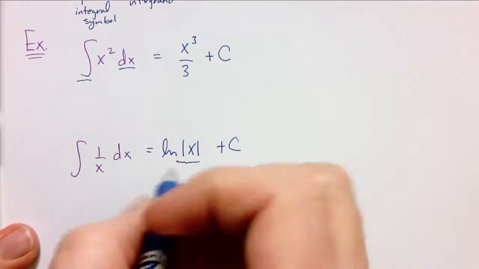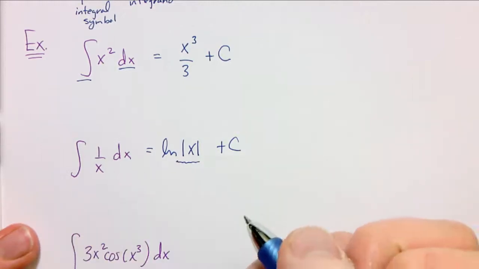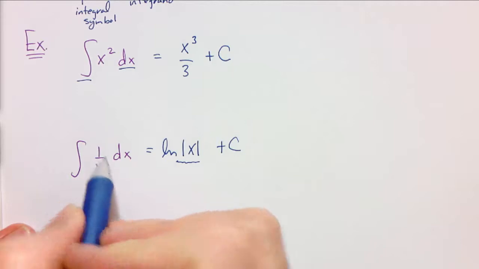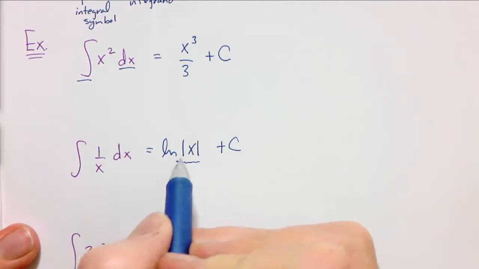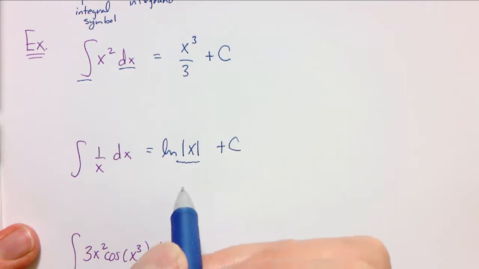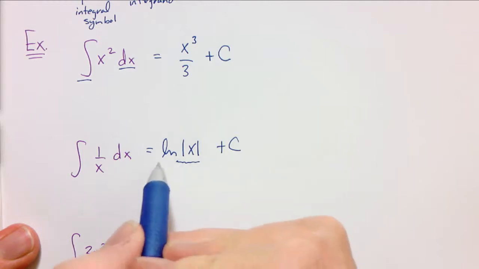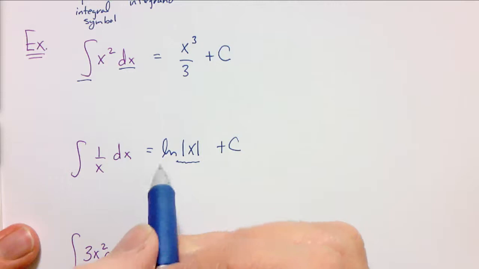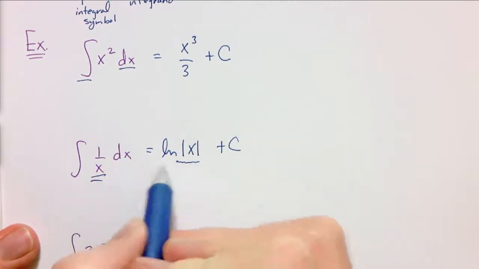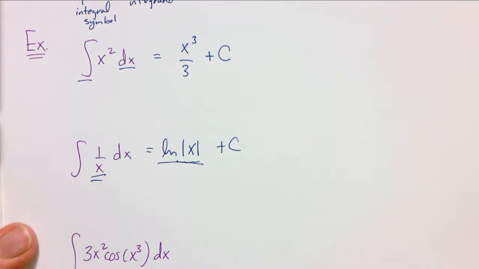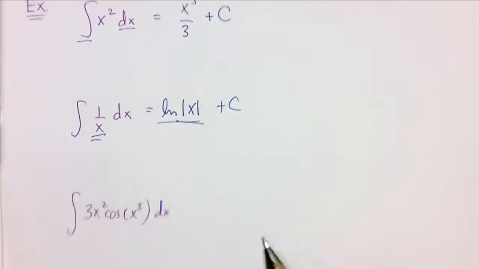These absolute value symbols here are essential. 1 over x is defined for all numbers but 0. Natural log of x, if I left off the absolute values, would only be defined for positive x. This extends it to all reals except 0, just like 1 over x. So what we're doing here is getting these to match. The absolute value symbols are key.